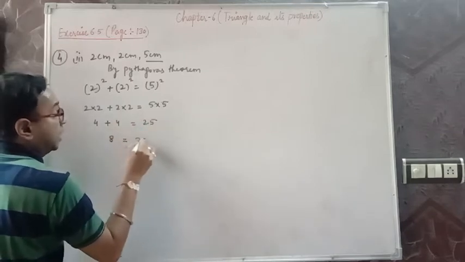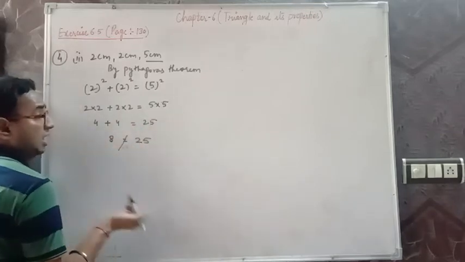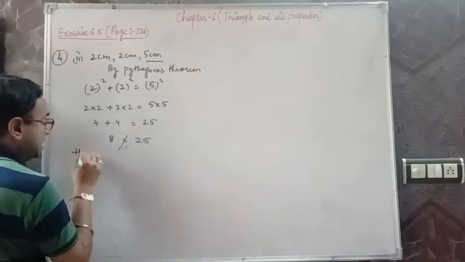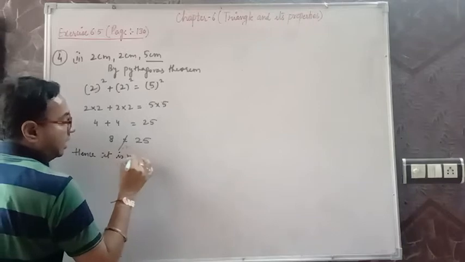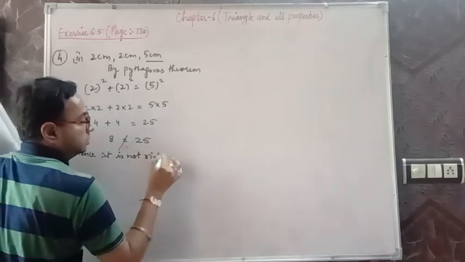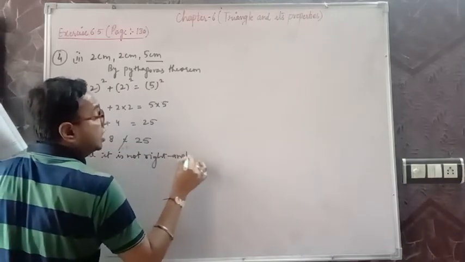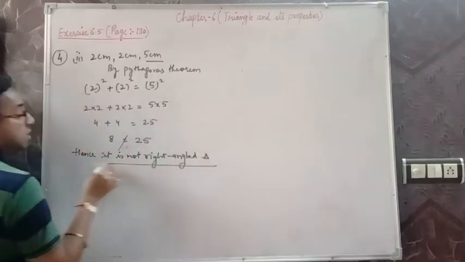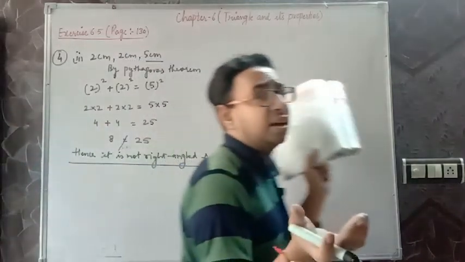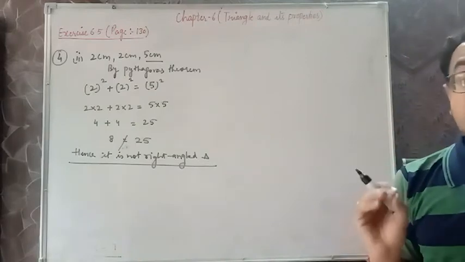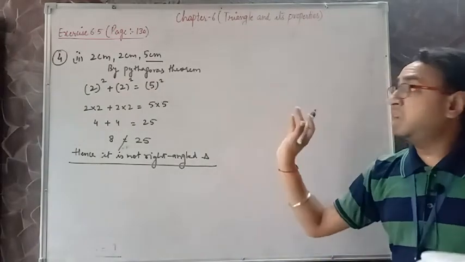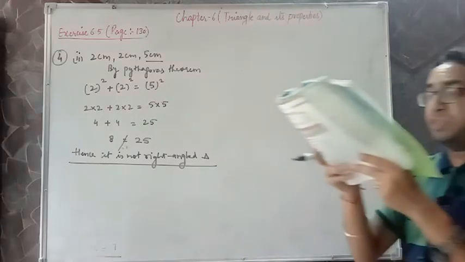Now 4 plus 4 is equal to 25. 8 is equal to 25. Is it possible? No. LHS is not equal to RHS. Hence, it is not a right angle triangle. Because in a triangle in which we cannot apply Pythagoras theorem, the triangle cannot be a right angle triangle. Because I told you, Pythagoras theorem is applicable only in right angle triangles. Are we clear? This is how you have to solve the question.